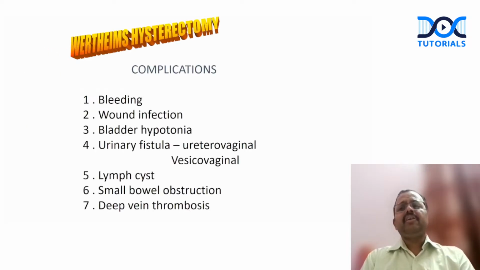Now, if you're not able to do that, these are the common things that you should remember. The common complications, it will be bleeding, wound infection, bladder hypotonia. As I told you, if you're not very careful with regards to the bladder tone, with regards to preserving the plexus, parasympathetic plexus, you can have a bladder hypotonia. So the patient will present you with overflow incontinence.